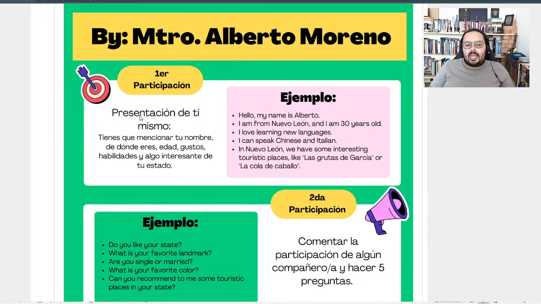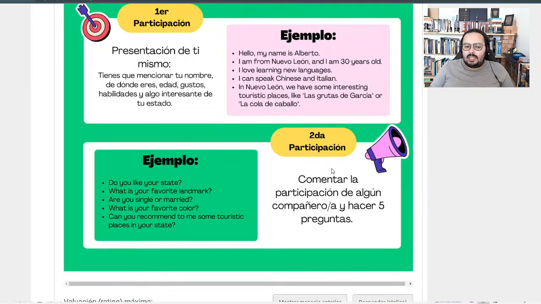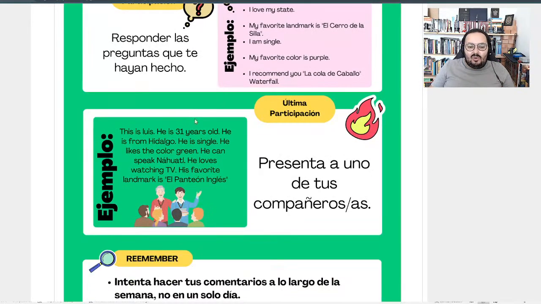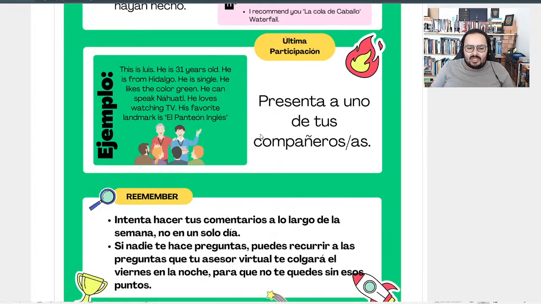La primera aportación es una presentación de ti mismo. La segunda, tienes que comentarle 5 preguntas a un compañero. La tercera aportación es responder esas preguntas que te hayan comentado. Y la cuarta es presentar a uno de tus compañeros.